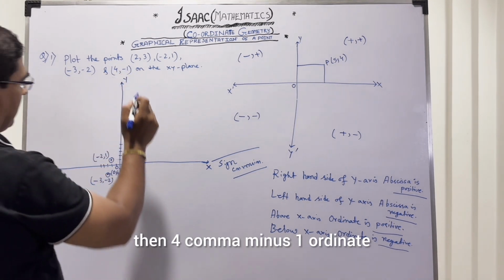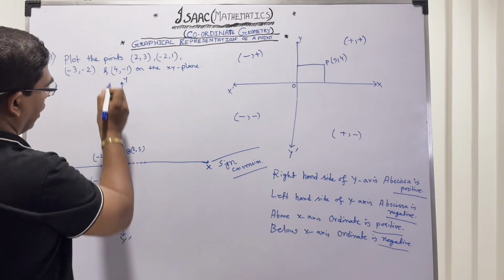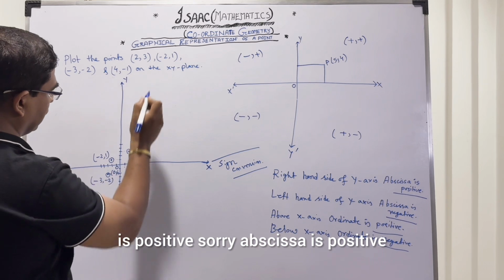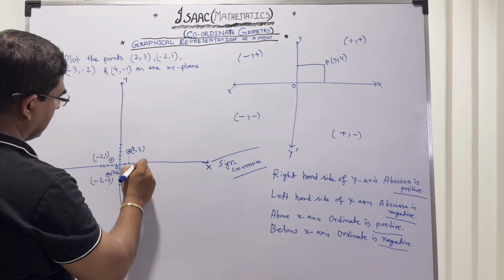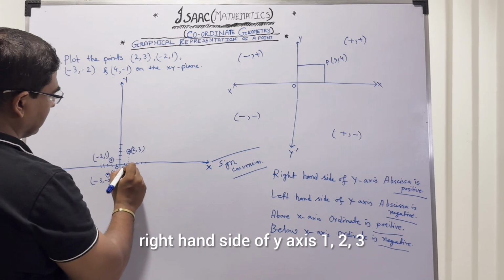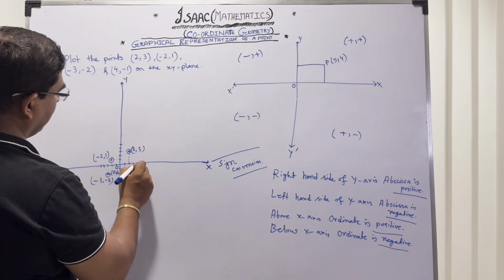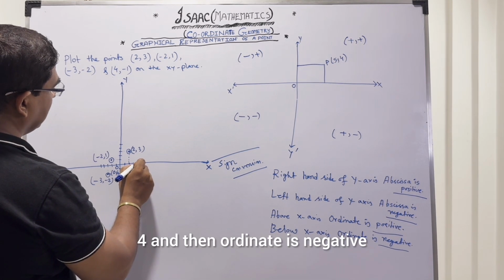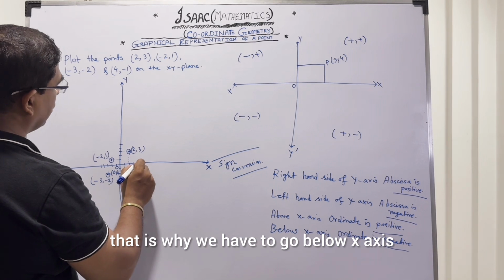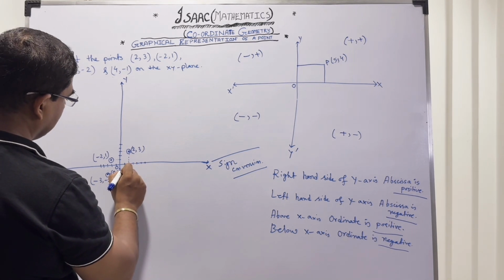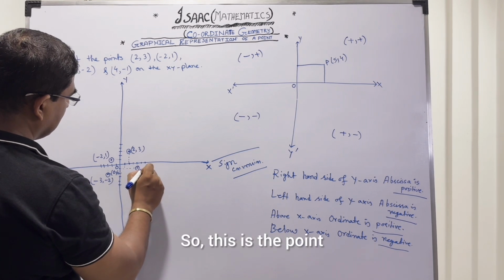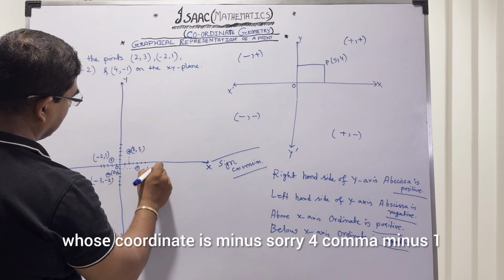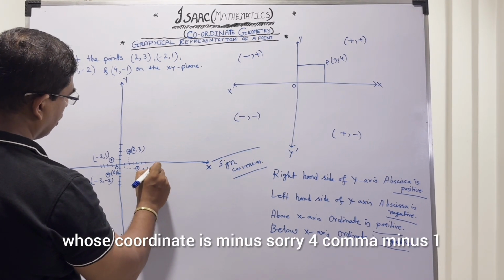Then 4, minus 1. Abscissa is positive. That means we have to go on the right hand side of y axis. 1, 2, 3, 4. And then ordinate is negative. That is why we have to go below x axis. This is minus 1. So this is the point whose coordinate is 4, minus 1.